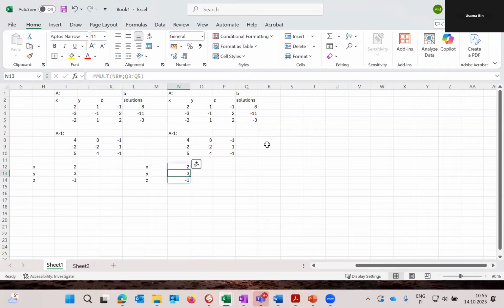Did you manage? Yes. So this is pretty simple, yeah? Excel is a great tool. You don't have to take the course that I did with the matrix algebra and learn all those methods by hand.